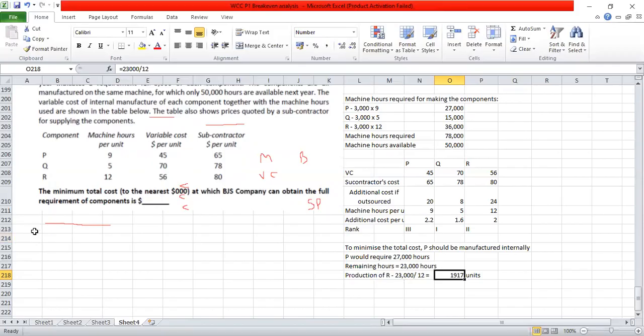I'll put it here. Is it okay if I put it here? Otherwise, we would not have the question. Is this fine if I put it here, on the side? Yes, ma'am.